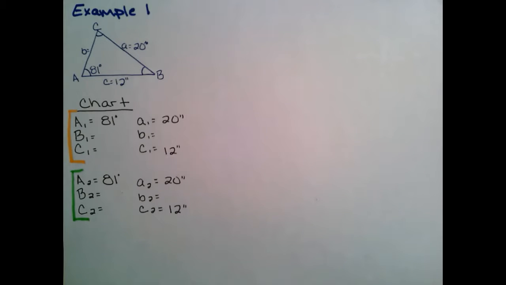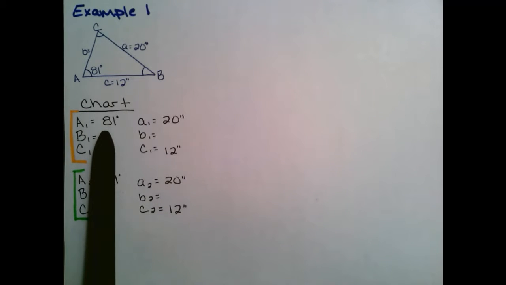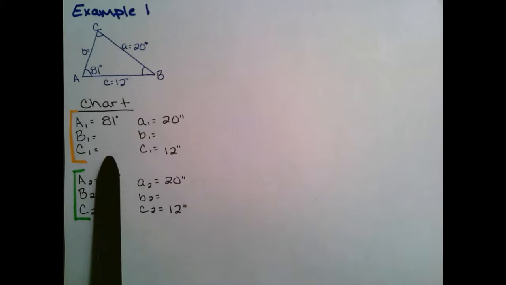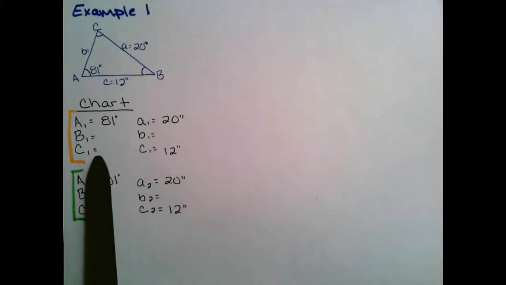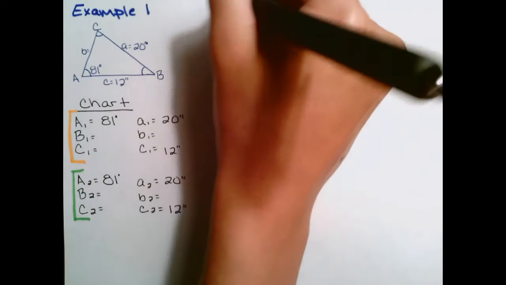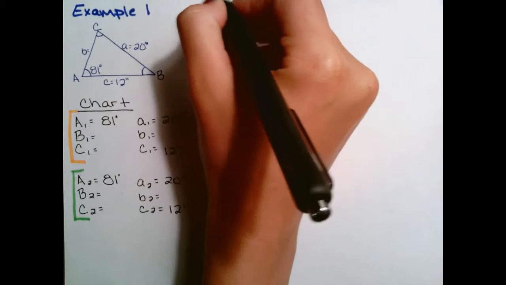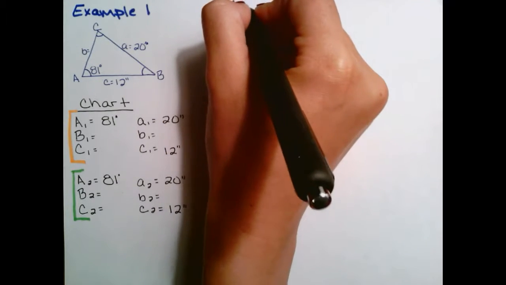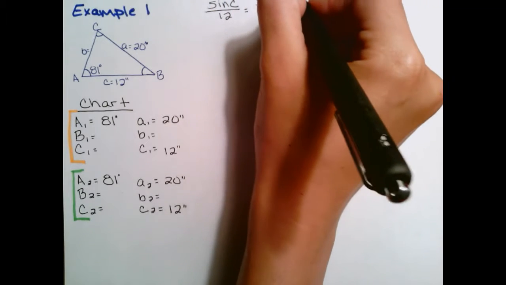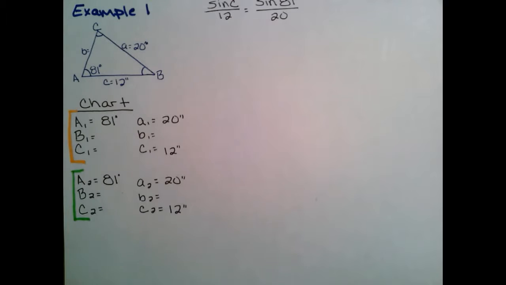So let's work with triangle 1 first. If I look at triangle 1, I can see that I have a match with letter A. So just like last video, I'm going to set up the formula and compare it with C. But because I am looking for angle C instead of side C, I'm going to set up the formula with the angle part on top. So I'm going to say sine of C divided by 12 equals sine of angle A, which is 81 degrees, divided by 20. All right?